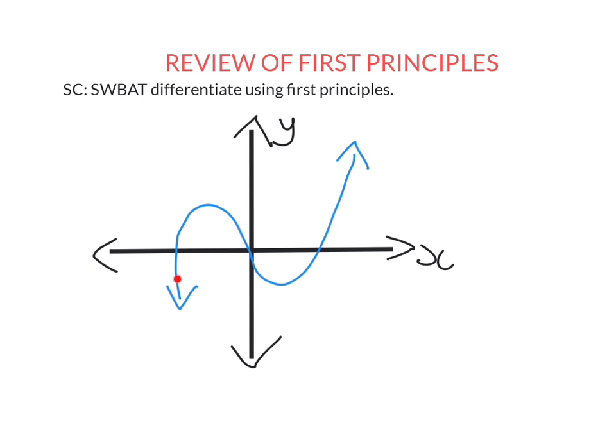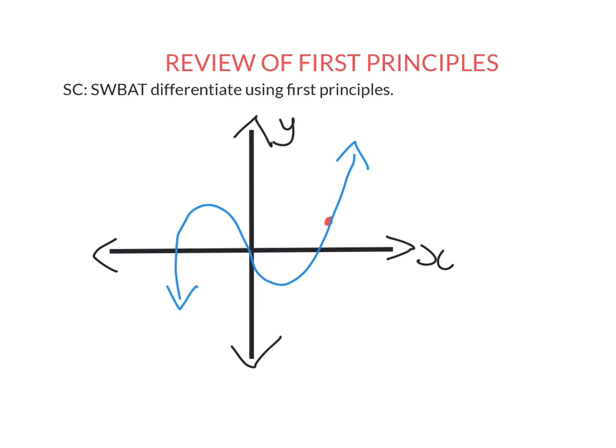The function is changing differently in this area than it is in this area. Here the function's increasing, here it's decreasing, and then it's increasing again. In fact, this function is changing at a different rate at every single point along the curve. The gradient is different at every single point on this curve. So how can we find a way to calculate the gradient of this function at a given point?